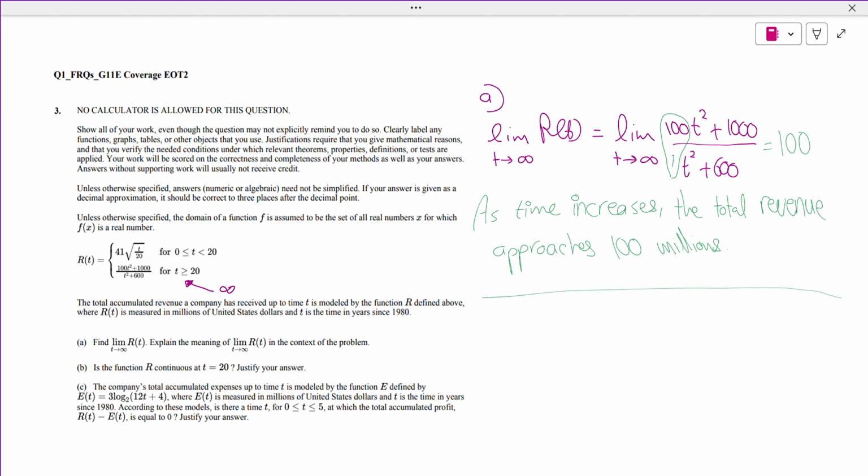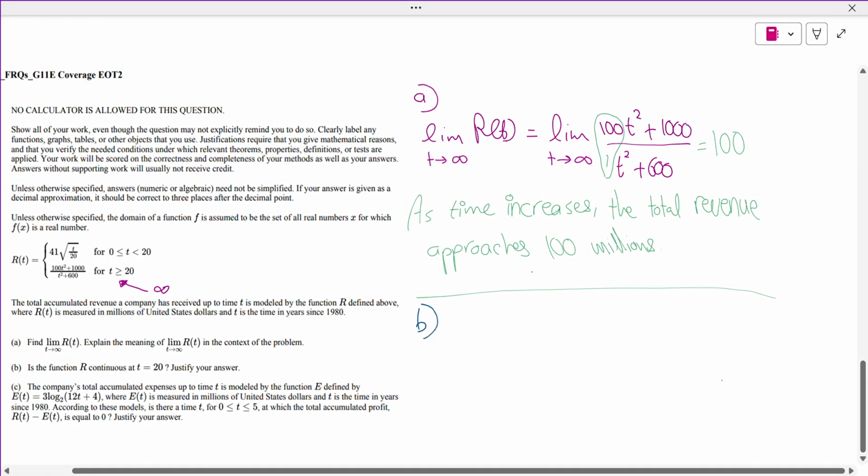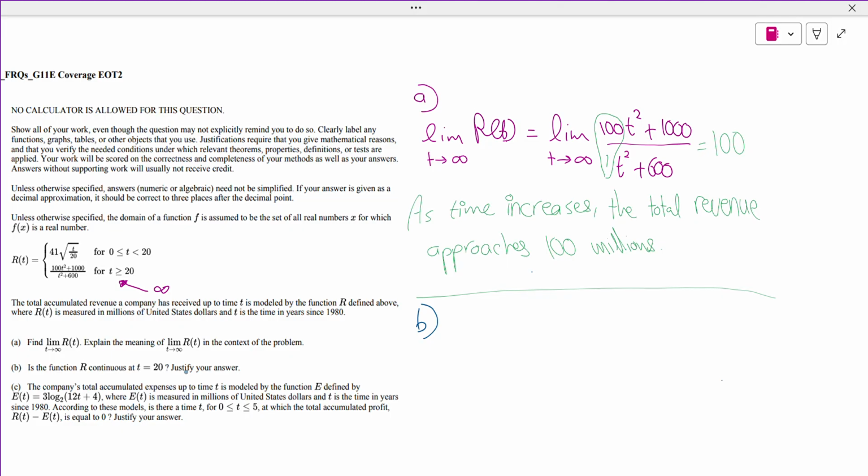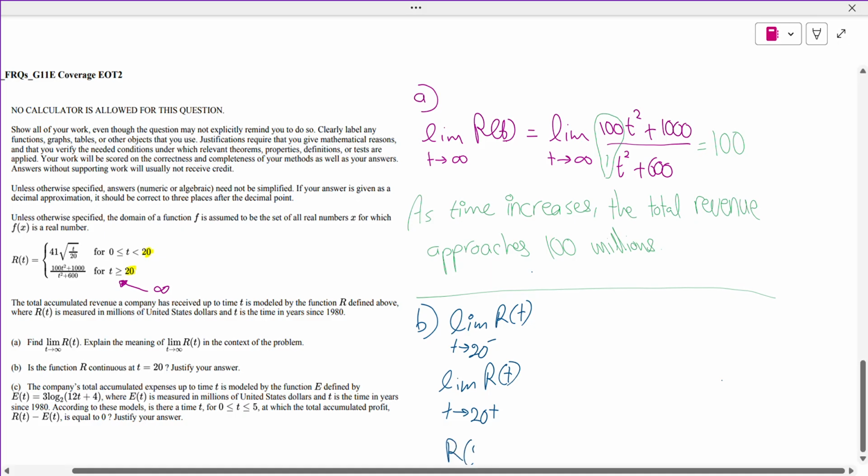Now, let's look at part B. Part B says, is the function R continuous at t equals 20? And you can see that 20 is here and it's here, so we need to check both sided limits, because it's likely to have, like, let's say, a jump or discontinuity, but we will see. So let's first find the limit of R of t as t approaches 20 from the left, the limit of R of t as t approaches 20 from the right, and R of 20.